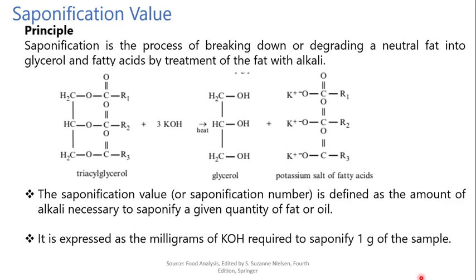So the saponification value is defined as the amount of alkali necessary to saponify a given quantity of the fat or oil. Here, the ester is converted into the salt of the acid. The saponification value is expressed as milligram of KOH required to saponify 1 gram of the sample.